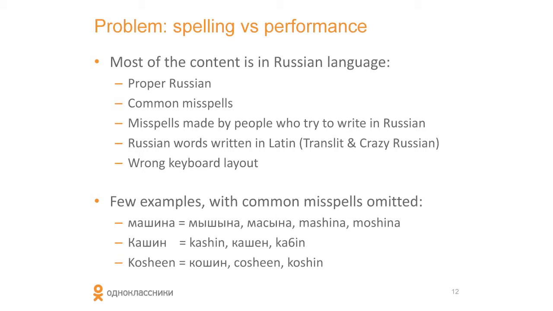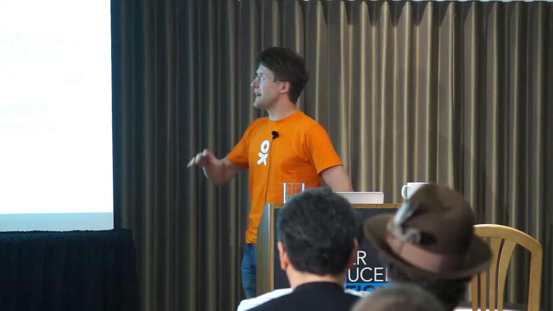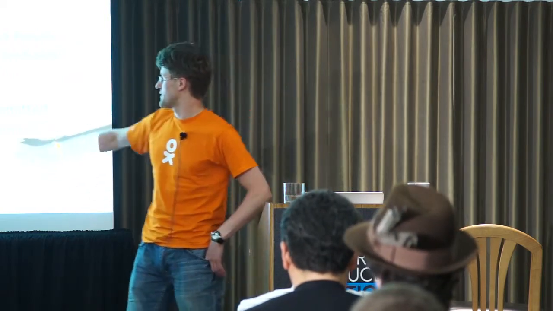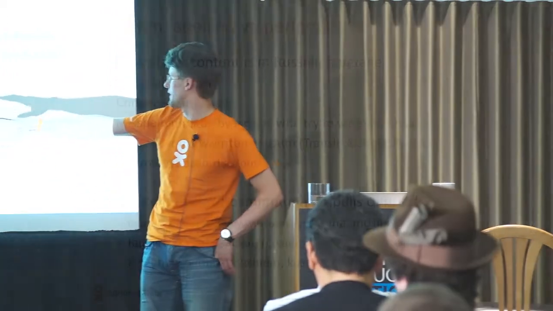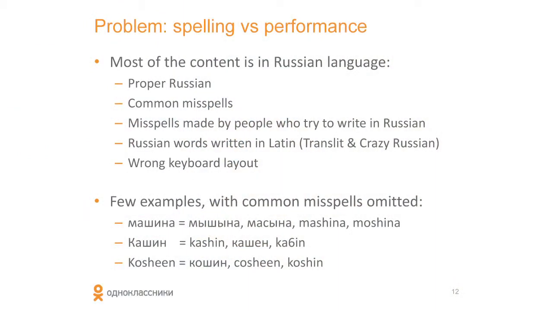So, if we would take on this problem in some direct way, we would end up in crazy Russian, which is Russian written in Latin letters. And there are many ways to write it. Here are a few examples of how you can spell "car", how people actually write.